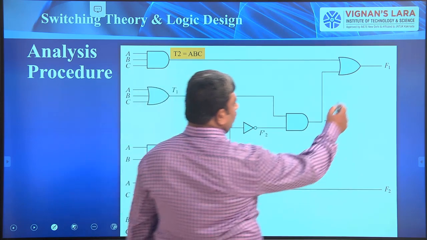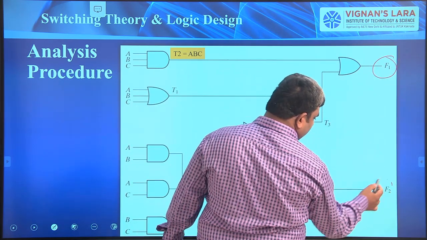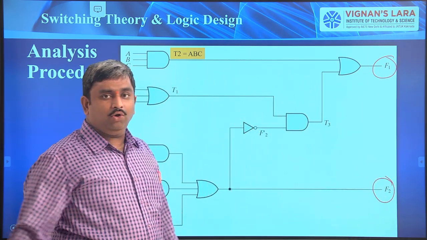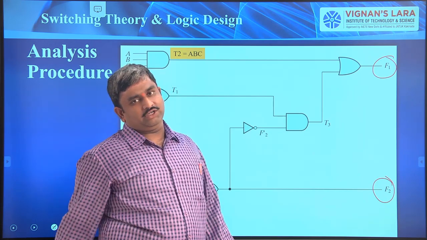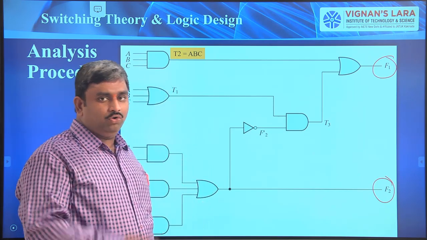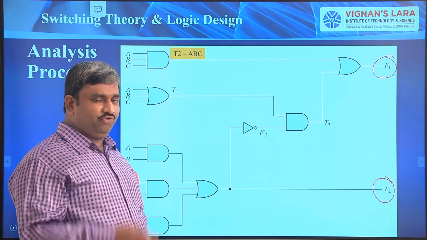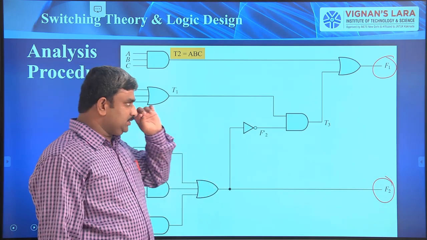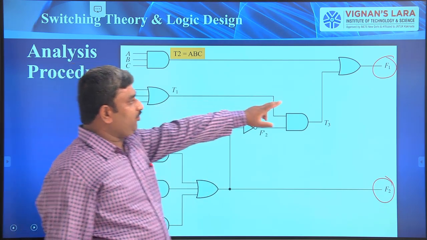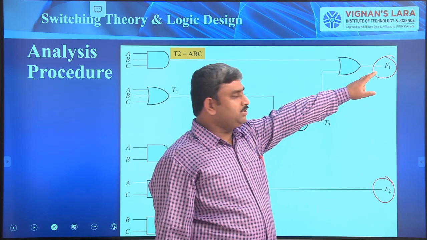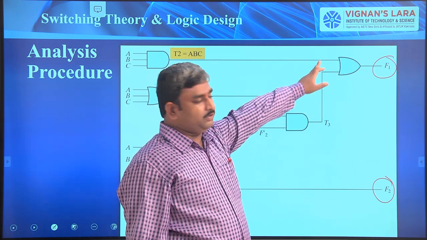Here you have two outputs. The first one is F1 and the second one is F2. Now you have to derive two Boolean functions, F1 and F2. So how do we find F1? What are the inputs for F1? These two are the inputs.